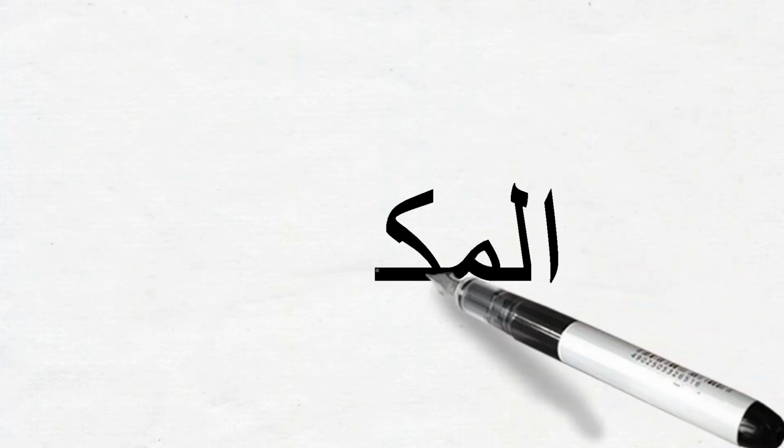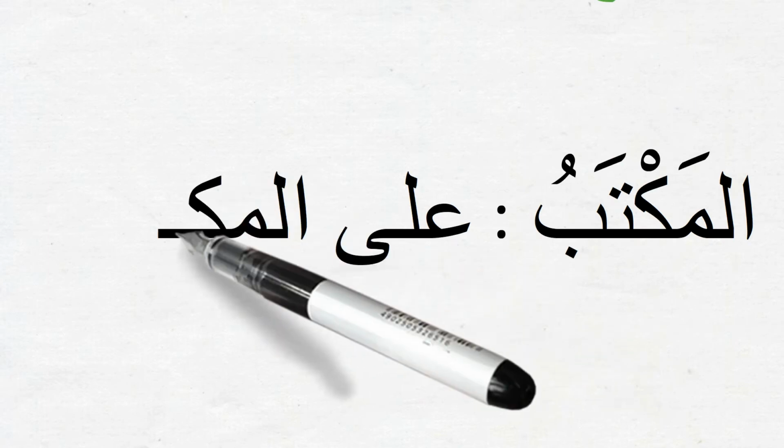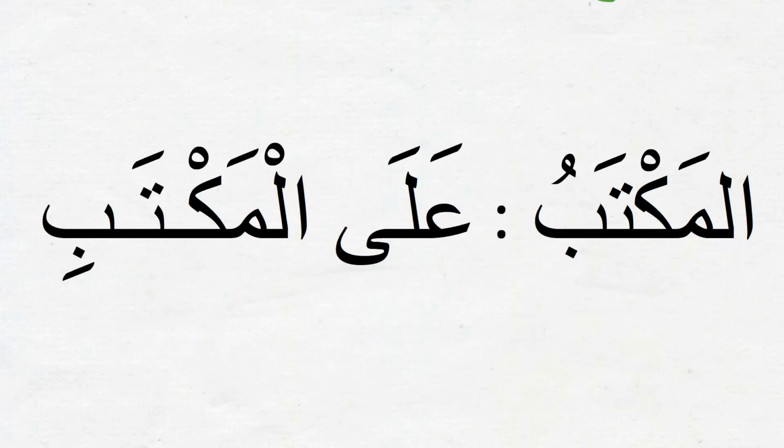And the next example is al-maktabu, the desk. This time we want to say on the desk. So we need to use the harf ala. We put ala before al-maktabu and it becomes ala al-maktabi, which is another jar wa majroor.